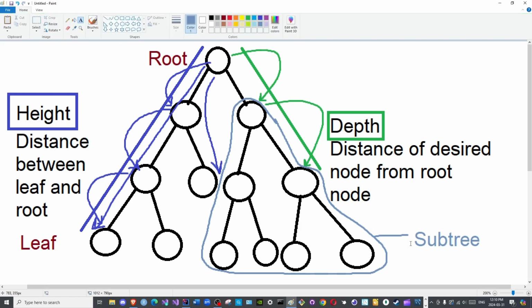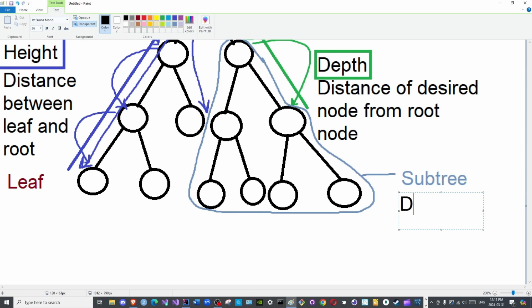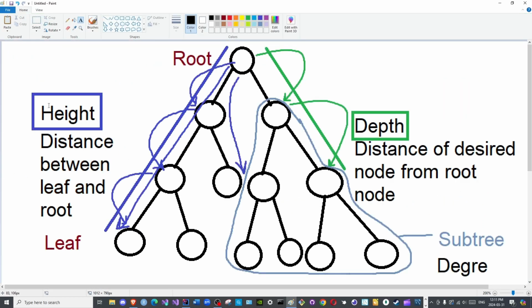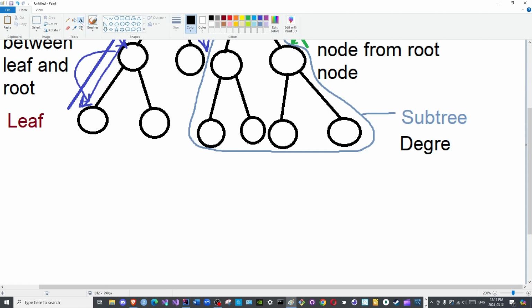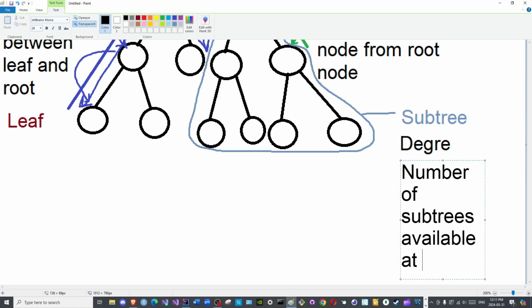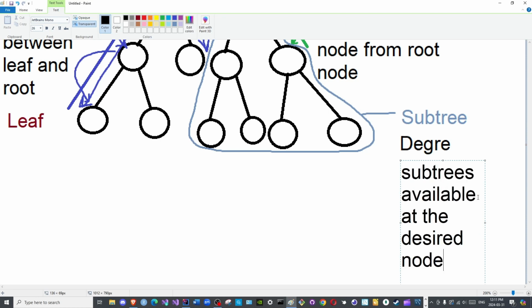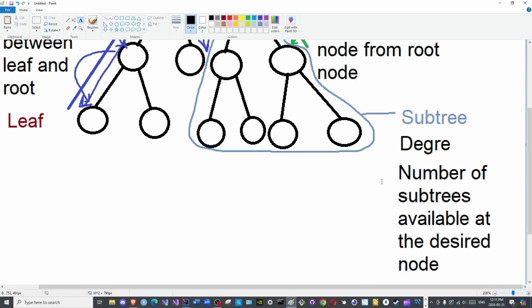Which brings us to a different term, and that is known as the degree of a tree at a particular node. This is also a relative term. Height is the only absolute term because it chooses the longest path. It ignores any other leaves if they are shorter. It always chooses the longest path. The degree at a particular node represents the number of subtrees available at the desired node. Hence why it is relative, because it is calculated from a certain node.